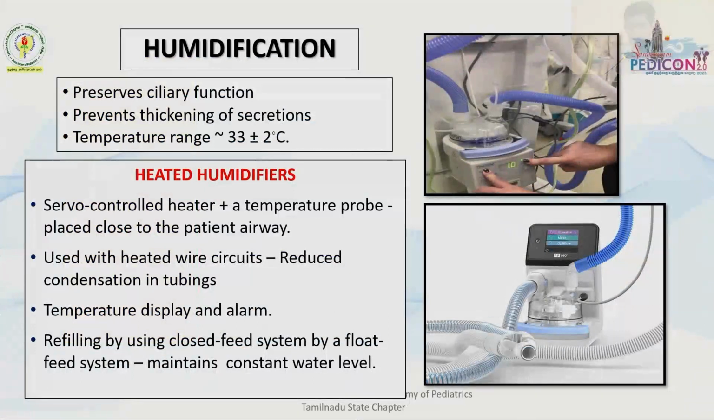Humidification is an essential part of smooth ventilation. It preserves ciliary function and prevents thickening of secretions. The temperature range recommended is 33 plus or minus 2. There are modern heated humidifiers available. The one shown below is a newer one which has a graphic display and can be used for invasive and non-invasive ventilation or for HFNC. With heated wire circuits, the condensate accumulating in the circuit is less, so the risk of transferring it to the patient and thereby causing infection is much lesser. They are very commonly used in pediatric ICUs nowadays.